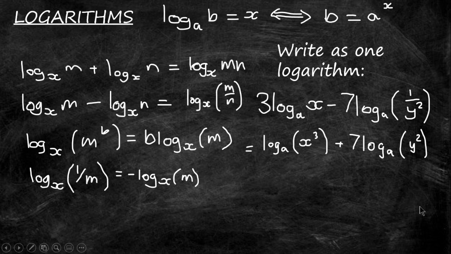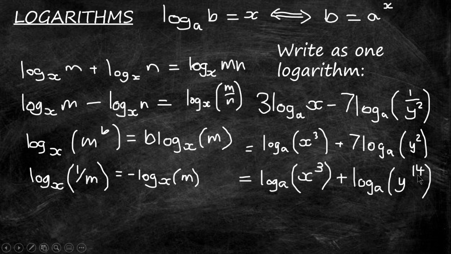And then we can use the power rule again to bring this 7 up as a power. So we multiply 7 by 2 to give us the power of 14. And then because these two logarithms have the same coefficient and base, we can use the first addition rule here to write this as one single logarithm.